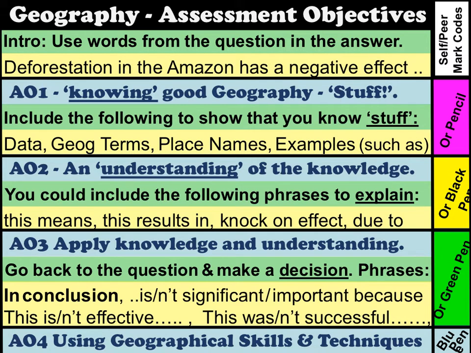Of course, we keep talking about assessment objectives, AO1, AO2, AO3. AO1, do you know good geography stuff? AO2, do you understand the stuff? Can you explain it? AO3, conclusions. So AO1 is about geography words, place names, examples, including data. AO2, words like this means that, this results in, and knock-on effect of this is, due to, because, so, those kind of words. AO3, including words like significant, important, effective, successful. Those are decision words, so if you're using those somewhere in your conclusion, that's going to give you a good answer.